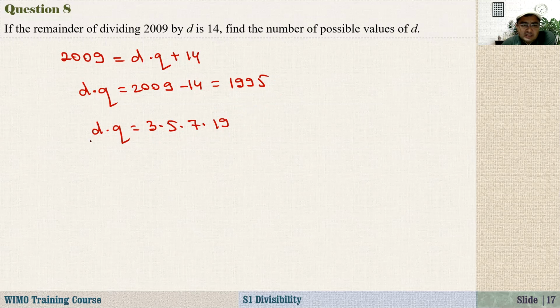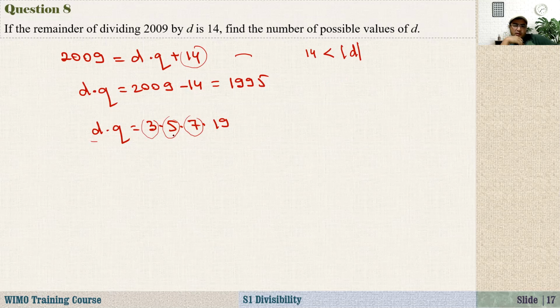Now from here, we are talking about this d. We know that it's an integer. Also, you need to include negative integers here, right? So that means d can be plus minus 3, or plus minus 5, or plus minus 7, or plus minus 19, right? But here it's saying that the remainder is 14. When we divide by d, the remainder 14 should be less than the positive value of d, right? The remainder cannot be greater than d, so it should be less than d.